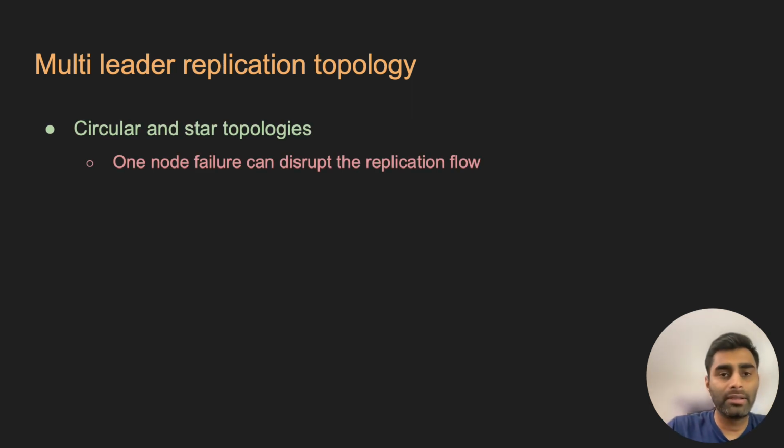Now a problem with circular and star topologies is that if just one node fails, it can interrupt the flow of replication messages between the other nodes, causing them to be unable to communicate. The fault tolerance of a more densely connected topology such as all-to-all is better, because it allows the messages to travel along different paths, and thus it avoids a single point of failure.